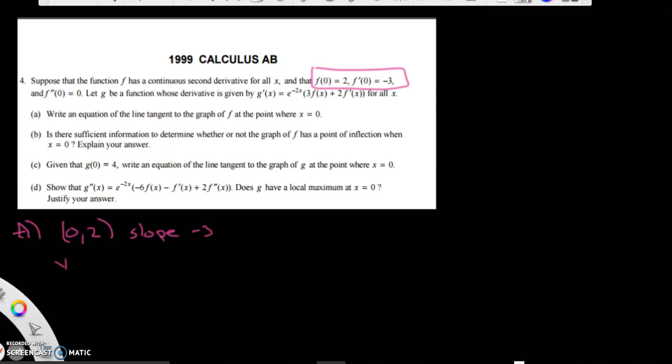So now we would write y minus 2 equals negative 3, x minus 0. Or you could just say y equals negative 3x plus 2. But I'll stop right there.